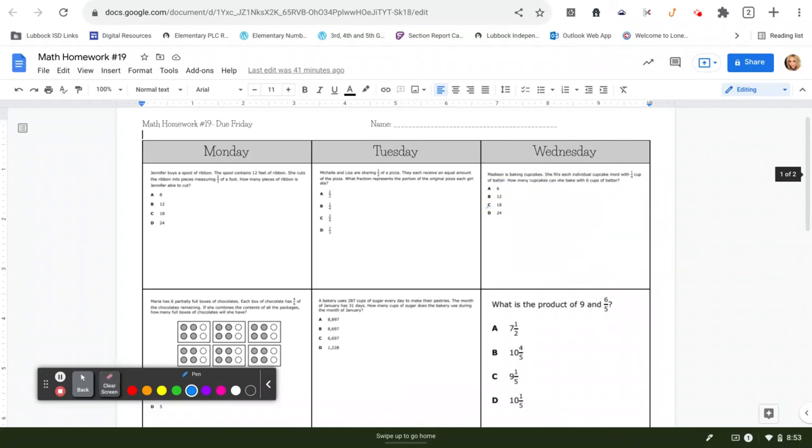Okay, next. What is the product of 9 and 6/5? So let's see. 9 over 1 times 6/5. We multiply straight across. Okay. I think you can figure out the rest of this one. It does look like you're going to get an improper fraction, so you're going to need to put it into mixed number form. Let me know if you need help with that.